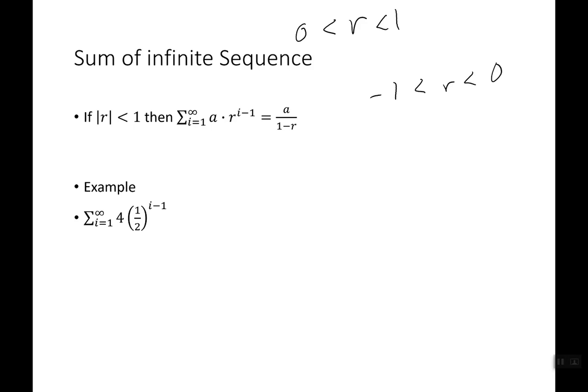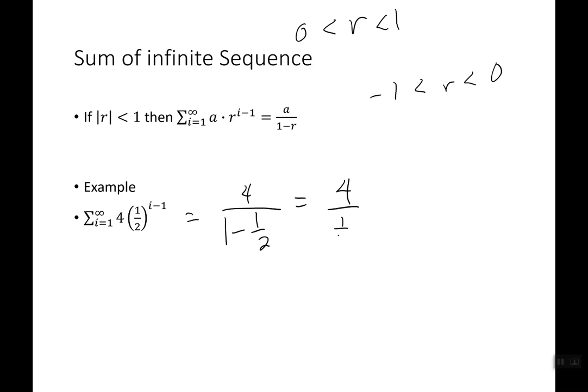So let's take a couple of examples and look at that. I have the sum from i equals 1 to infinity of 4 times 1/2 to the i minus 1. What do I need to do? I need to keep that 4. I put it on top. I put 1 minus 1/2 on the bottom. I have 4.